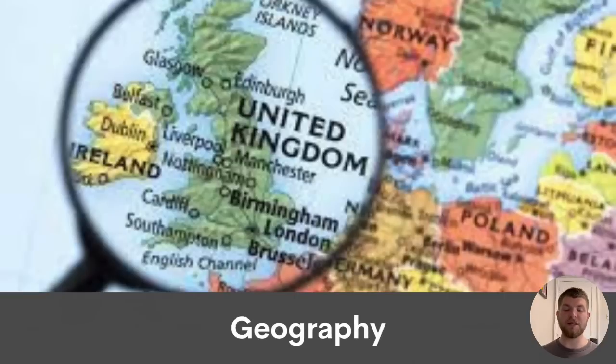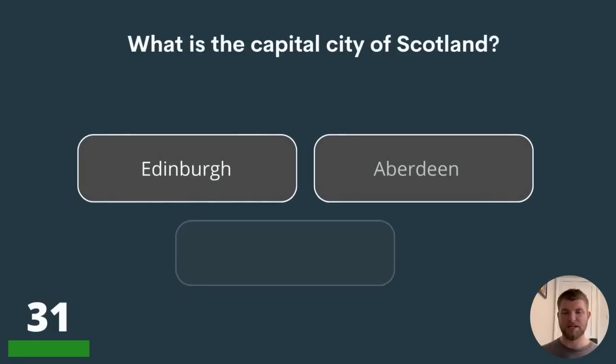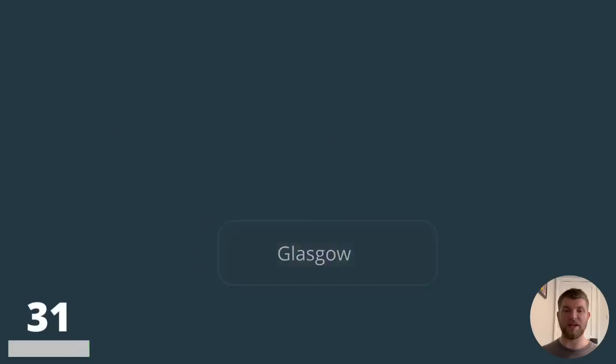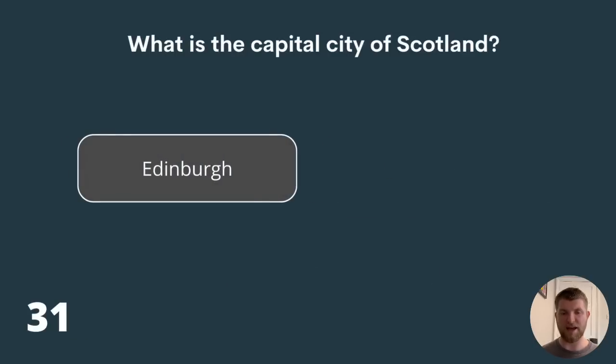Next, our topic is geography. Some questions about British geography. What is the capital city of Scotland? Is it Edinburgh, Aberdeen, or Glasgow? The answer is the stunning city of Edinburgh.